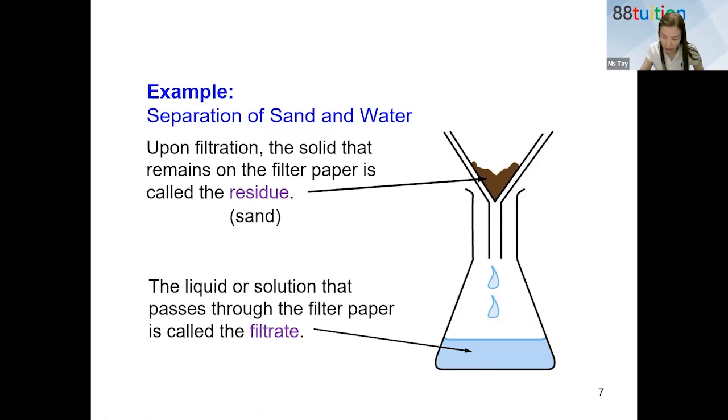In this case, the filtrate is water, but it's not going to be water all the time. Sometimes it can be other liquids. It can be solutions. But in this example, I must know how to identify which is the residue and which is the filtrate. Clear? So this part here is important.